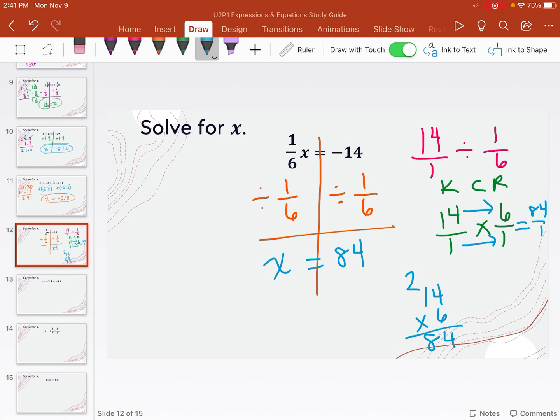But let's check what our sign should be. So this is a sleeping dog situation. It was a negative divided by a positive, which leaves me with a negative answer. So I should have -84 is equal to x.